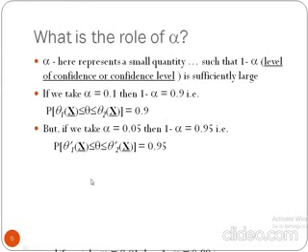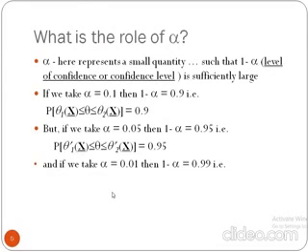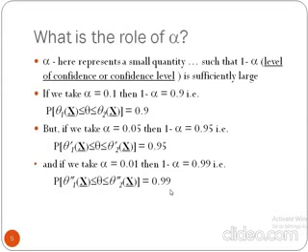Similarly with theta 2. If we take alpha equal to 0.01, then we get 1 minus alpha equal to 0.99, and then we have the probability of theta lying between theta 1 double dash x and theta 2 double dash x. That probability is equal to 0.99. That is, 99% chance that the value of theta will lie between these two values.